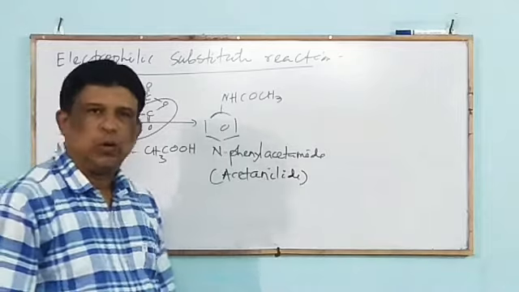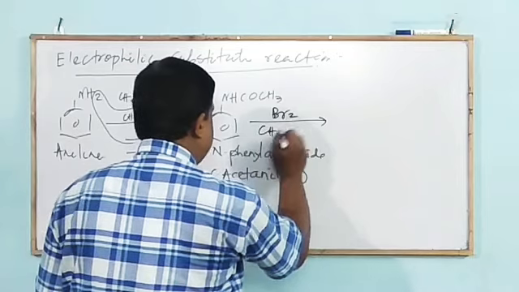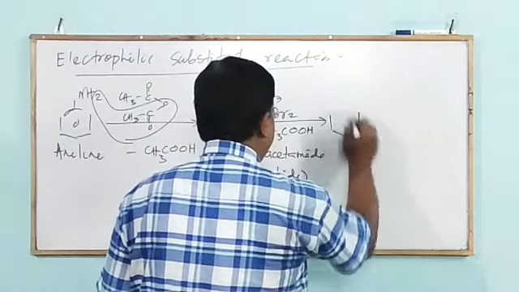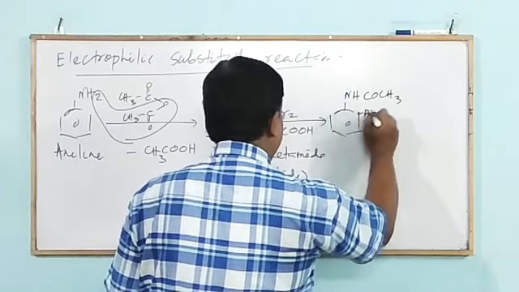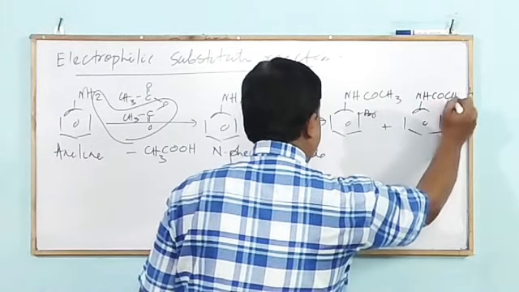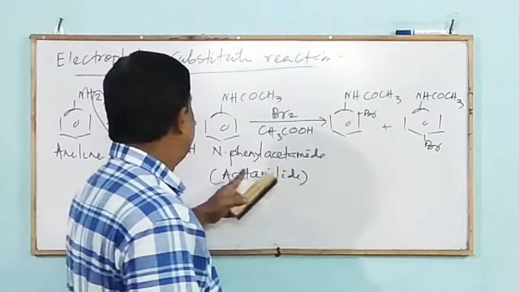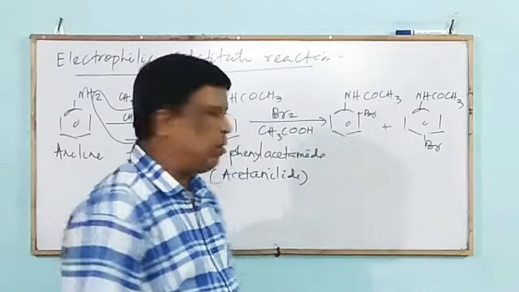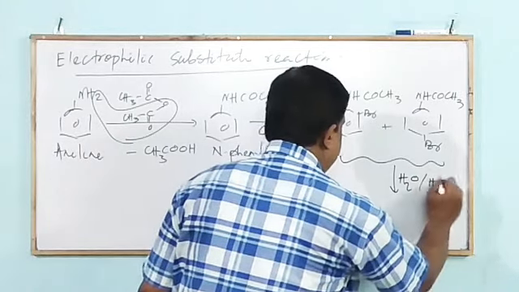Now it undergoes bromination. It reacts with bromine in the presence of acetic acid. Mark that. As it is an ortho-para director, the o isomer NHCOCH3 and the p isomer NHCOCH3 are formed, that means o-bromoacetanilide and p-bromoacetanilide are formed. Then it undergoes hydrolysis in the presence of acid medium.